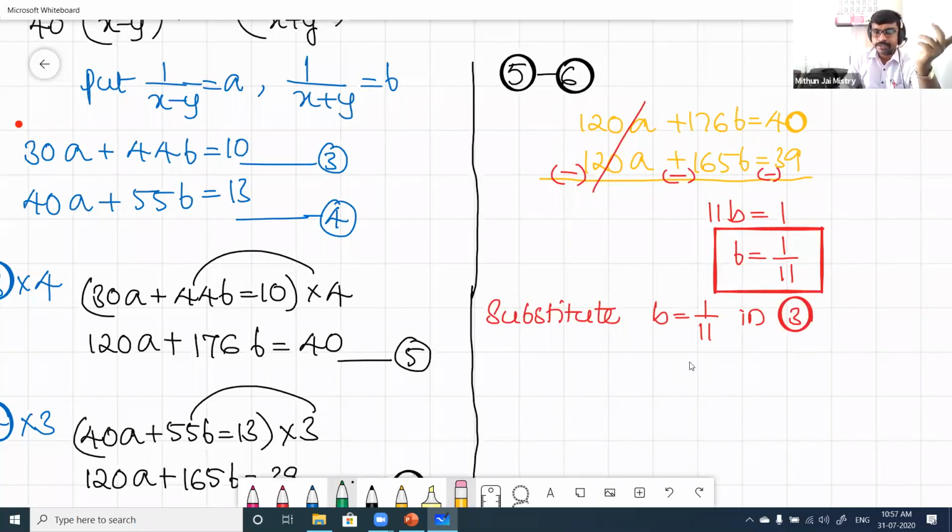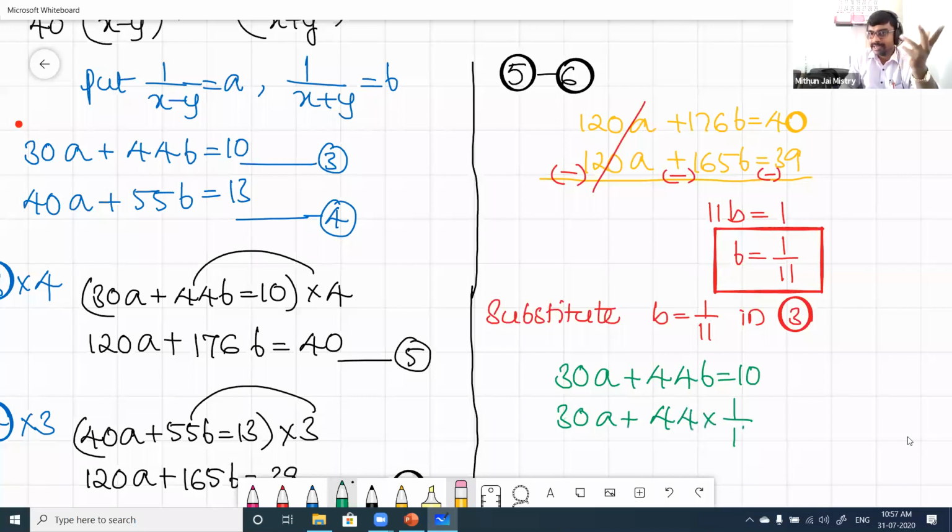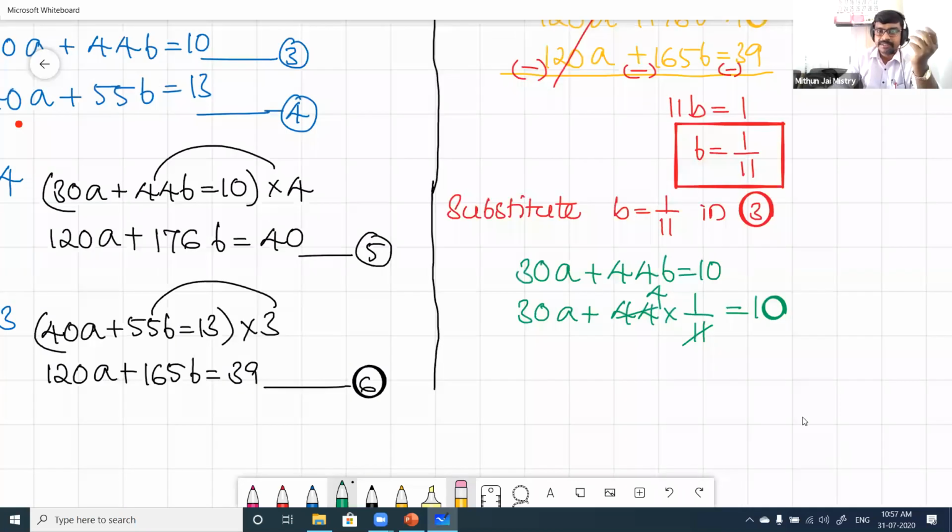Once again, we need to write equation number 3. Equation number 3 is 30a plus 44b is equal to 10. Where is it? It is over here. Now substitute b, and the remaining will be as it is. 44b means 44 into 1 by 11 is equal to 10. Now here 11 one times, 11 fours. So what are we getting?